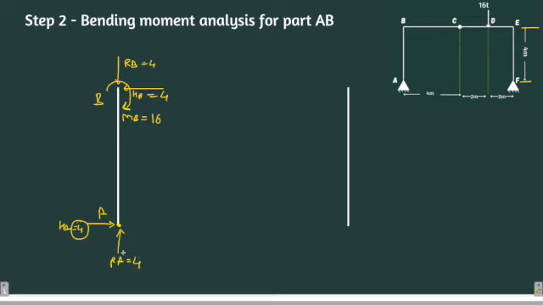And you know that since RA is acting in the same line of action as point B, RA is not going to produce any moment at B. Right? Now, this moment MB is trying to rotate the beam like this, and it will turn like this. This portion will have tension and here it will be compression.